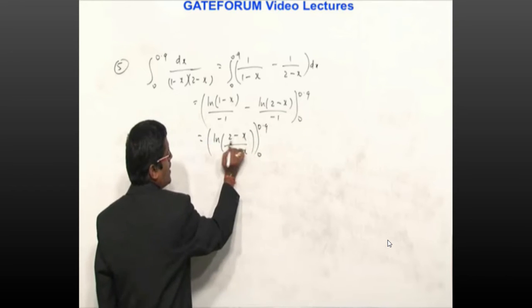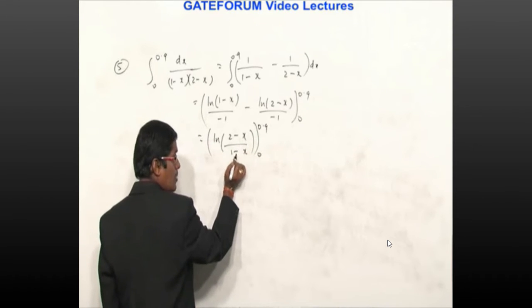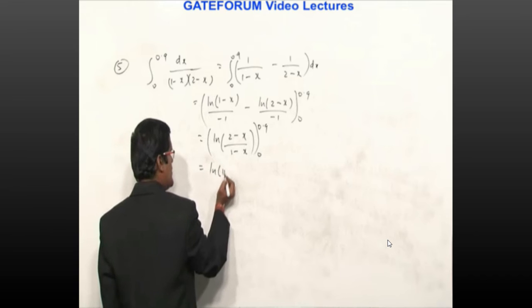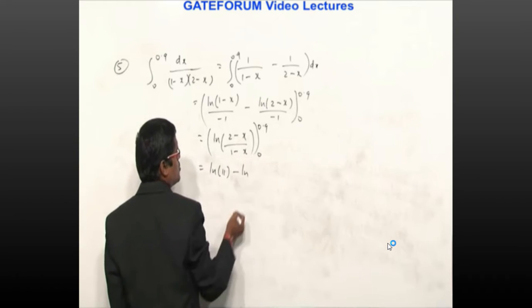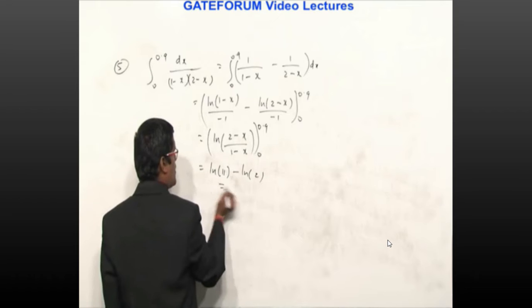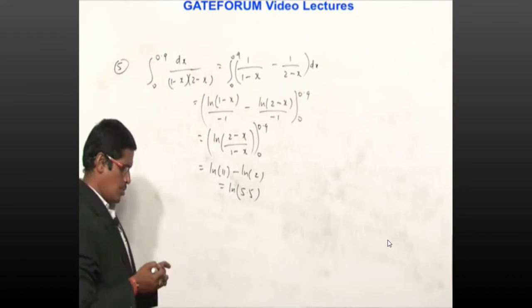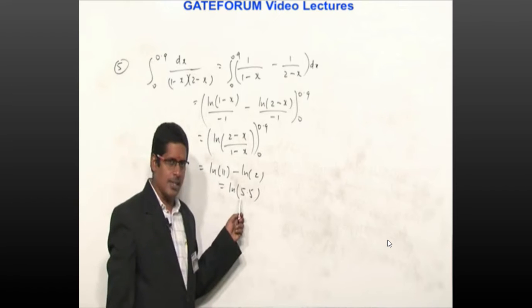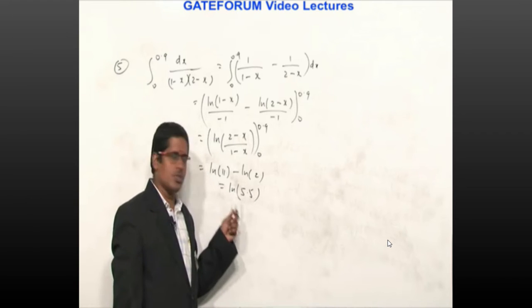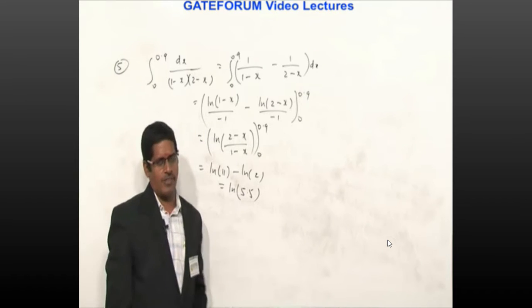If I put 0.9, the numerator is 1.1, the denominator is 0.1. So ln 11 minus, if I put x equal to 0, 2 by 1, that is 2. So log m by n, log 11 by 2, 5.5. So use your calculator. If it is not in the options, and it is a numeric question, then you should simplify. Natural logarithm 5.5.